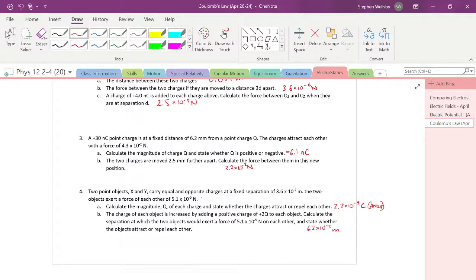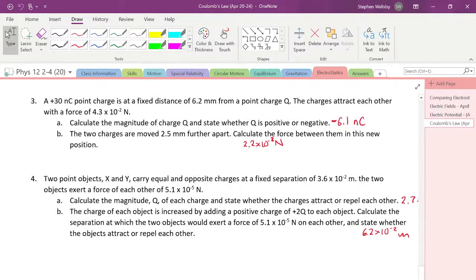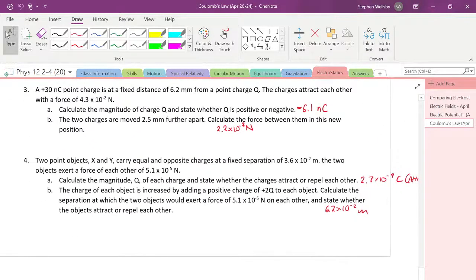Okay, so for this question here, we know they're equal and opposite charges. So I'm going to call this Q, and I'm going to call this negative Q. We don't know what they are, but we do know that they're equal and opposite. So whatever one is, the other one is as well. We know the separation, so this is our R value, and we know the force. So this is R, and this is force.